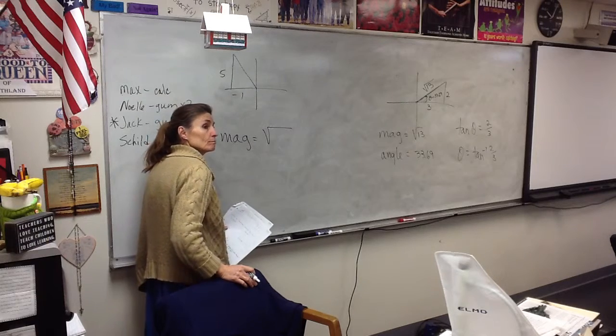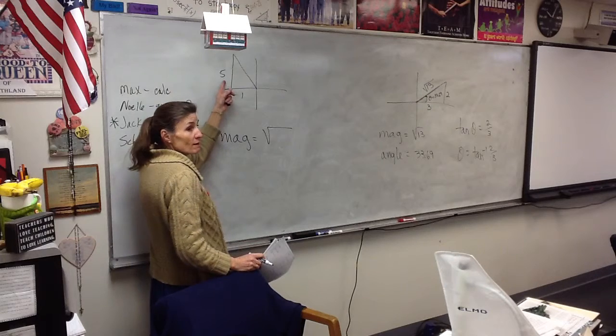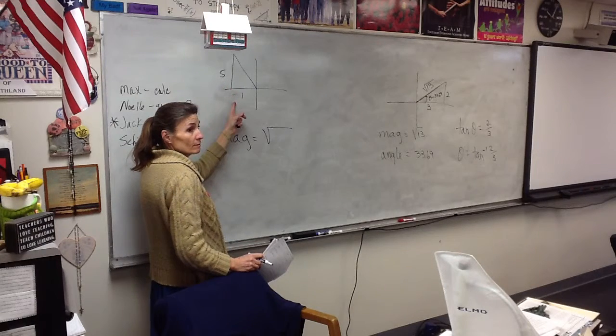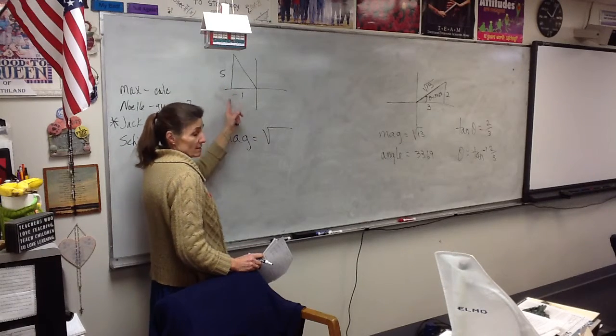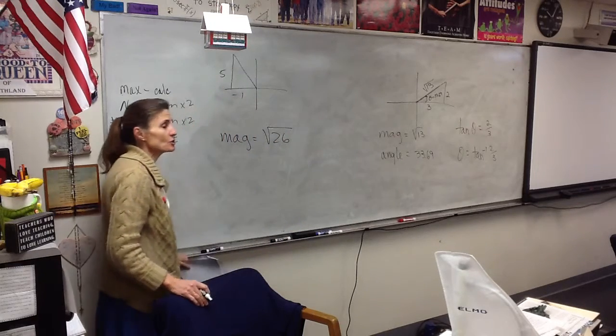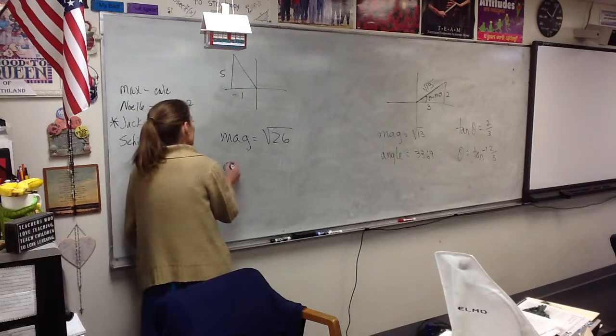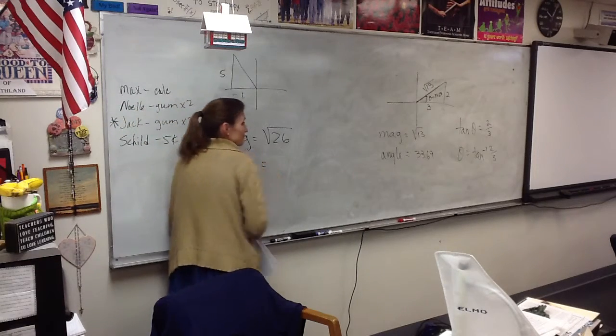20 squares. Wait, what? Yeah, this would be 25. Oh, you have to subtract it. No, you add it. You add 26. Square root of 26. So our magnitude is the square root of 26. Now we have to find our direction angle.